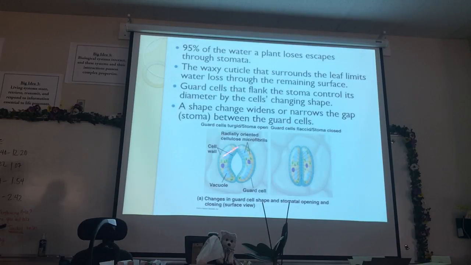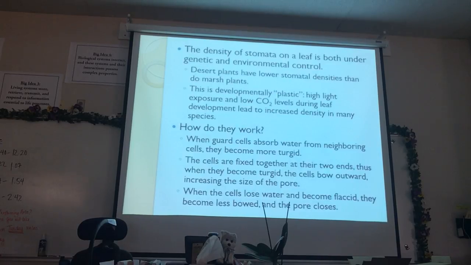And so there's two guard cells adjacent to each stomata, one on each side. And so the shape change of those guard cells is what changes the width of that gap for the stomata. The density of stomata, so how many of them there are per centimeter squared, is both under genetic and environmental control. Desert plants genetically have lower stomatal densities than do marsh plants.